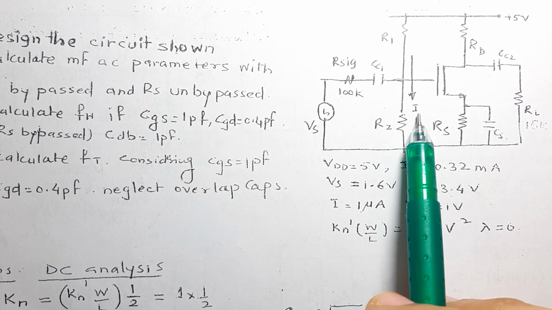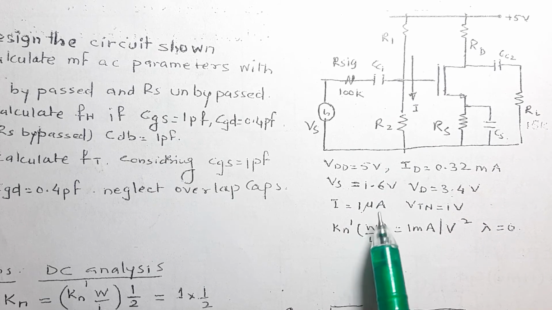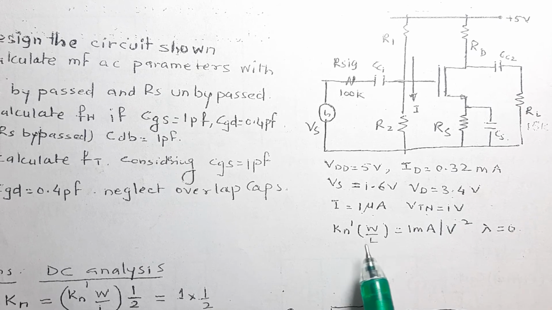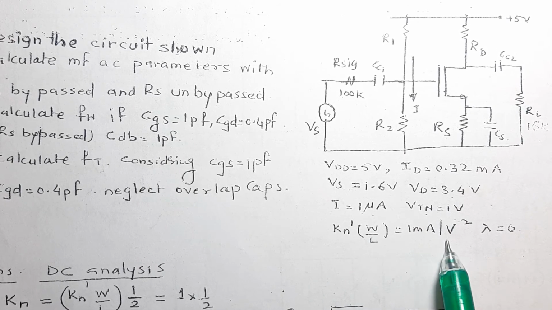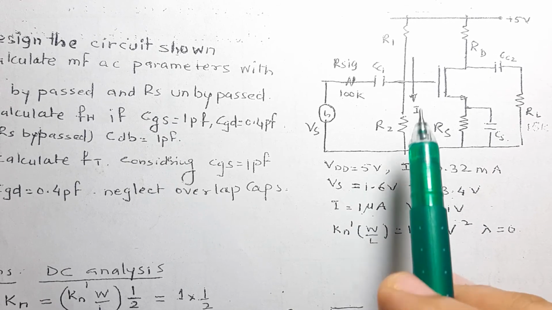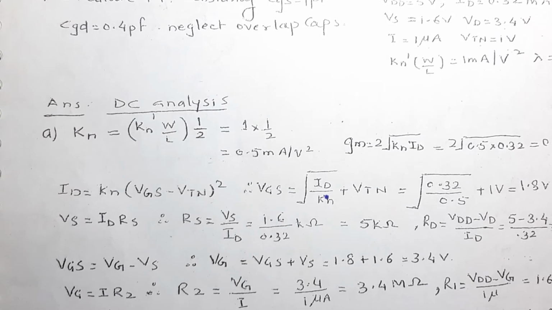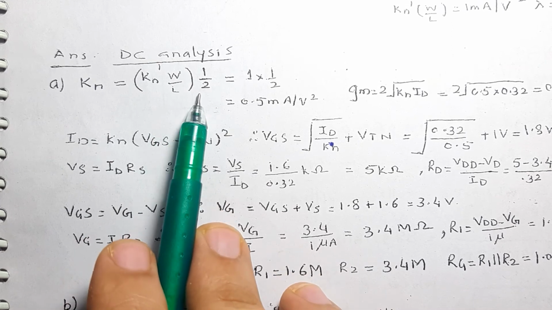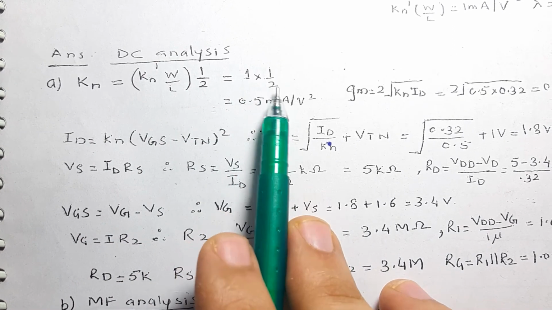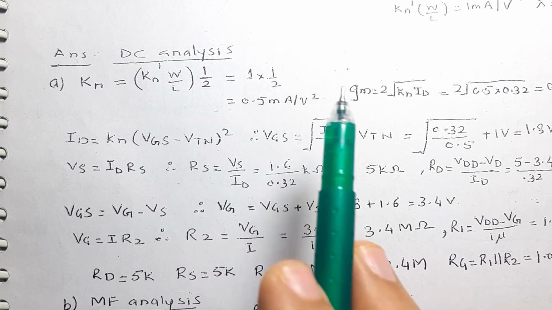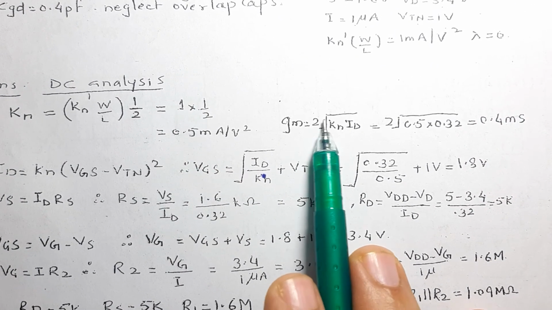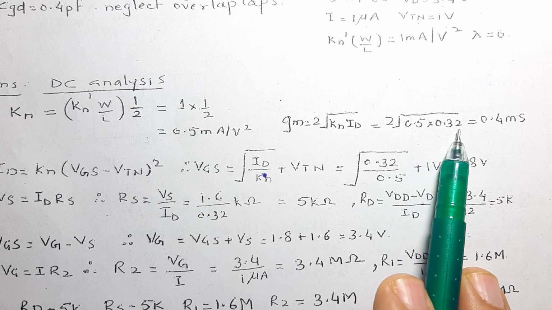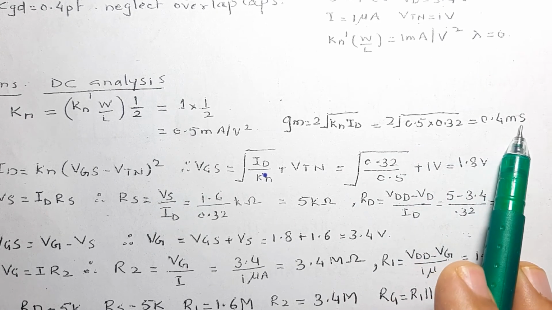Your I, the one which flows through the potential divider configuration, is given as 1 microamps. Your VTN is given as 1 volt over here. Your Kn dash into W by L is equal to 1 milliamps per volt square. So I guess majority of the things are being given. We just need to remember the formulas and substitute the values over there. Now your Kn is given as Kn dash into WL into half, so it is 1 into half, which is equal to 0.5 milliamps per volt square. Your Gm is equal to twice of under root of Kn into Id, which is equal to 2 of under root of 0.5 into 0.32, which is equal to 0.4 millisiemens over here.